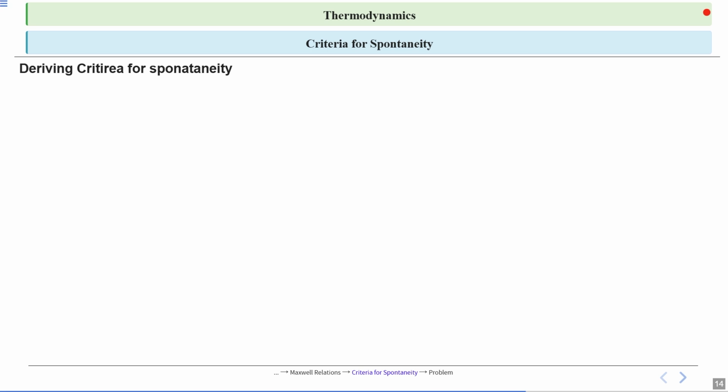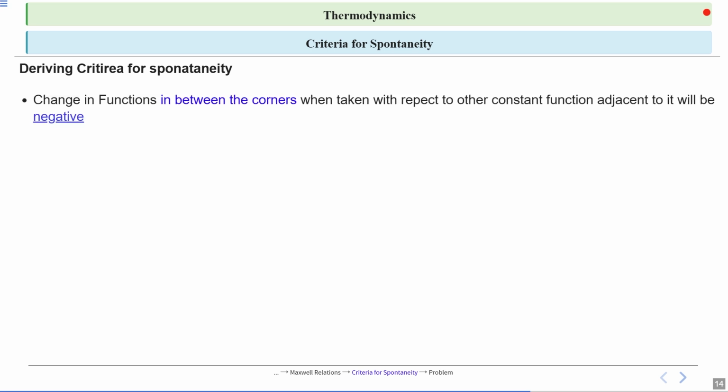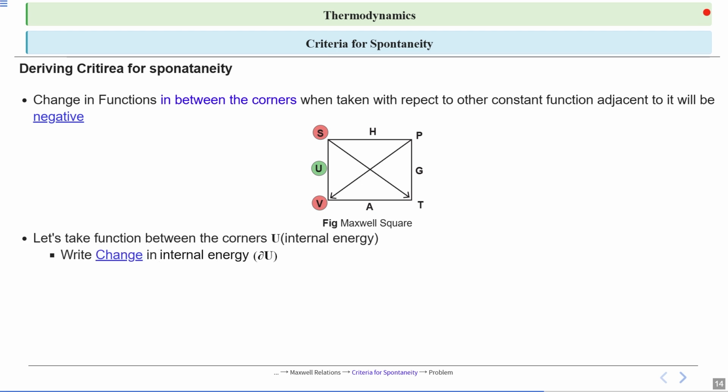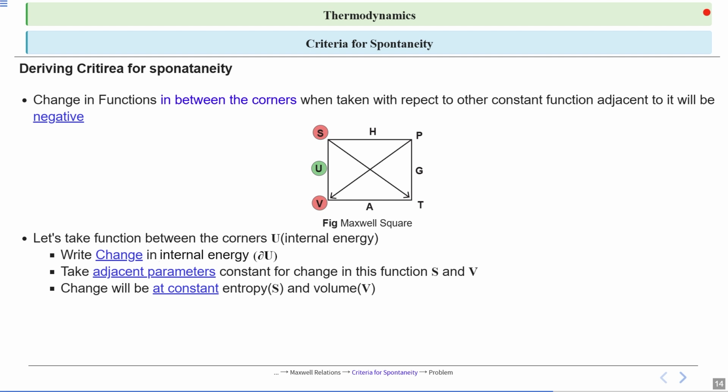For the middle term, we take it with respect to the variables which are present on either side. Suppose we are considering U, so we have S and V. We take S and V as constant, and rather than keeping it greater than 0, we take dU with respect to entropy and volume, and it will be less than 0.